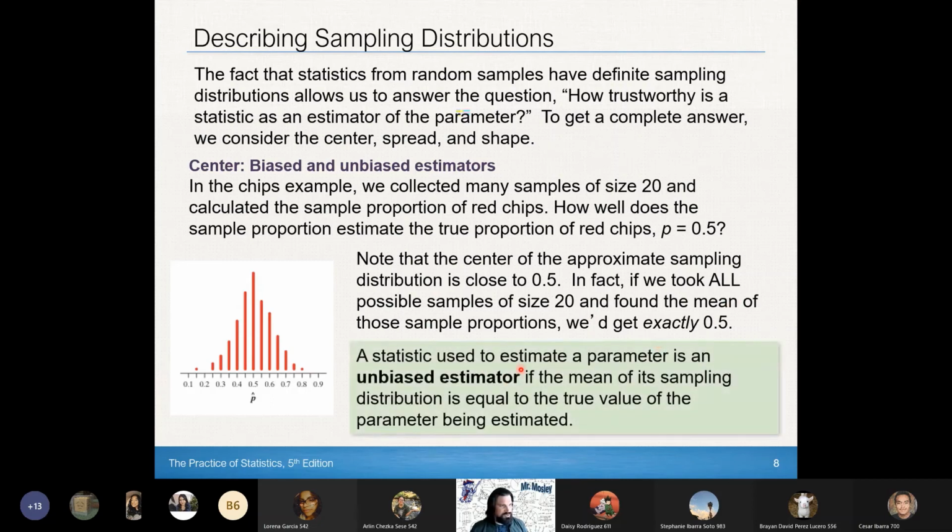A statistic used to estimate a parameter is an unbiased estimator if the mean of its sampling distribution is equal to the true value of the parameter being estimated. Right, so again, we want unbiased estimators. And we can tell it's unbiased if the mean of its sampling distribution is equal to the true value of the parameter being estimated.